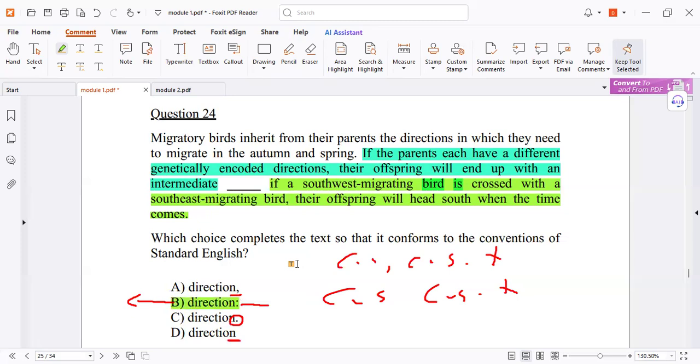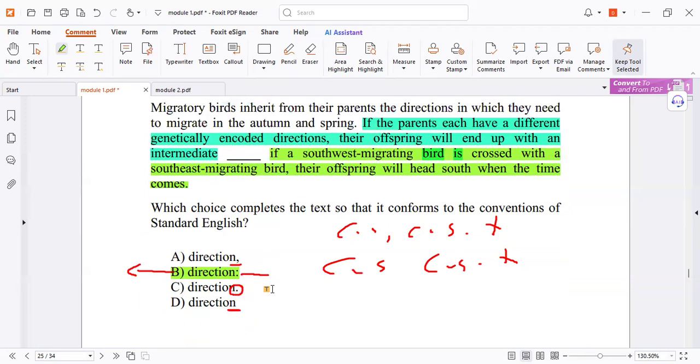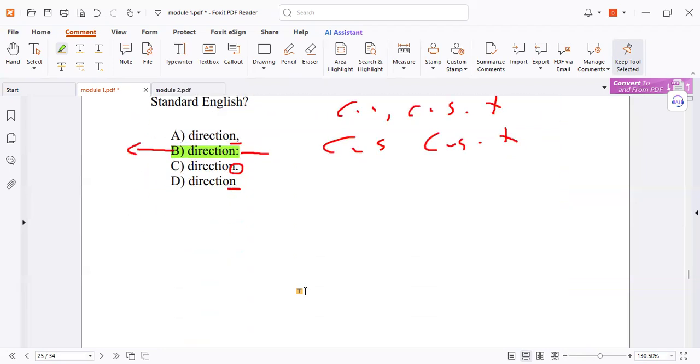How? Let's try. If the parents each have different genetically encoded directions, their children will end up with an intermediate direction. Look, he explained how that happened. If a southwest migrating bird is crossed with a southwest migrating bird, he explained how the action happened. You feel it? So it's related. So it's a colon. So here we need a colon, or a single dash, or at least a semicolon. You remember? Yes, sir. But a full stop is for a new idea related to the topic, but this one is related to the previous. Let's go. Yes, sir. Good job.